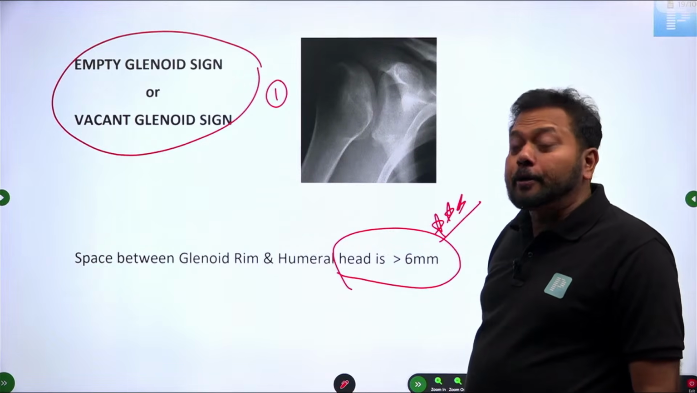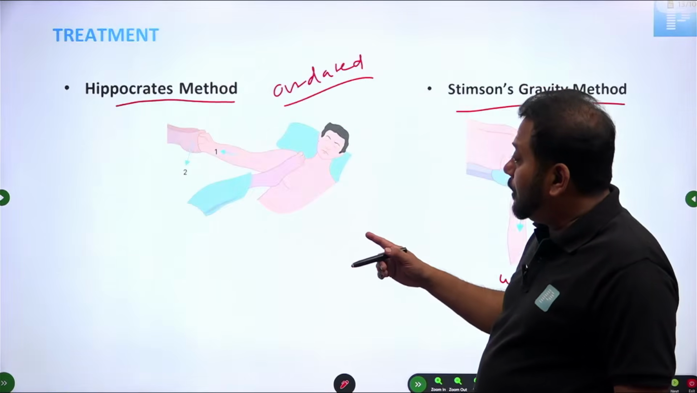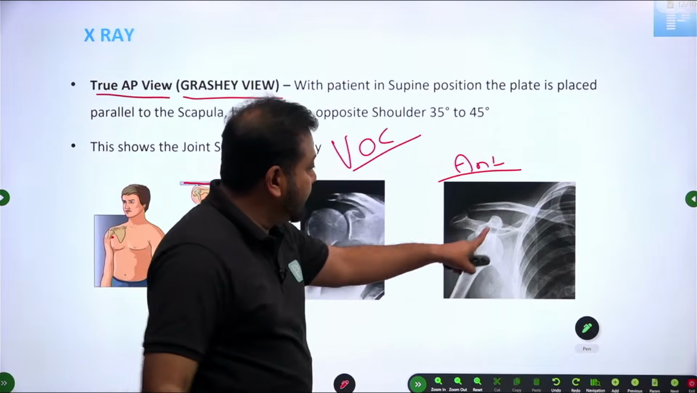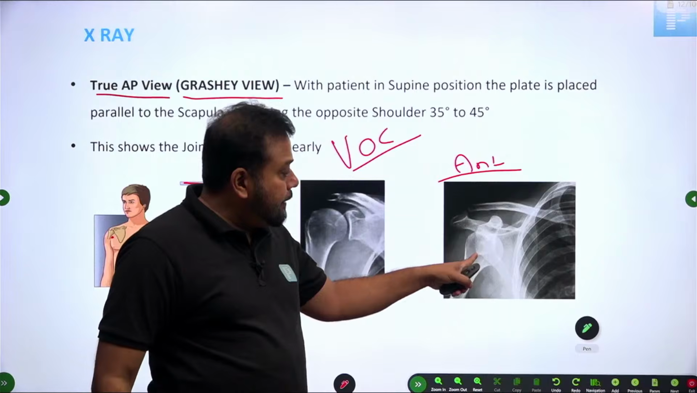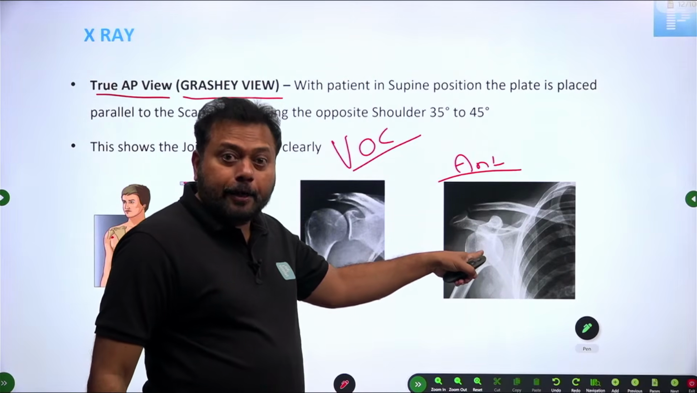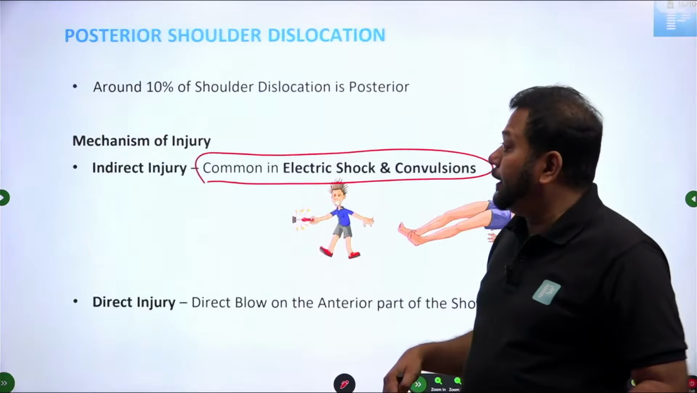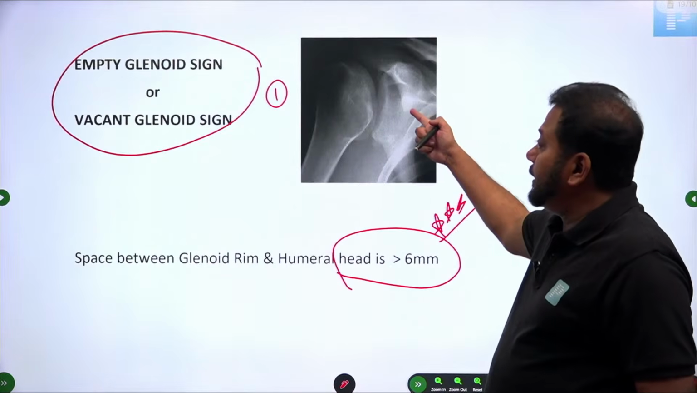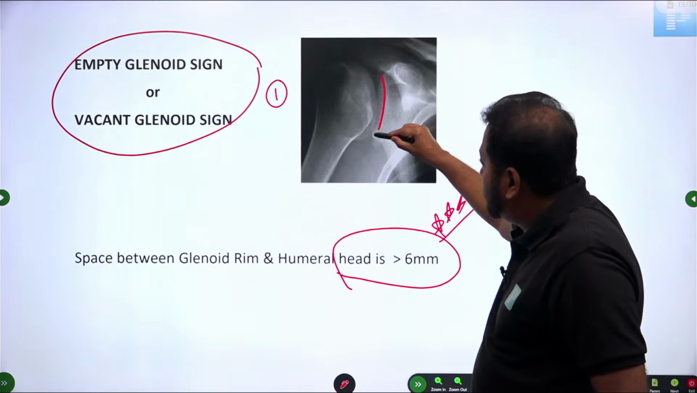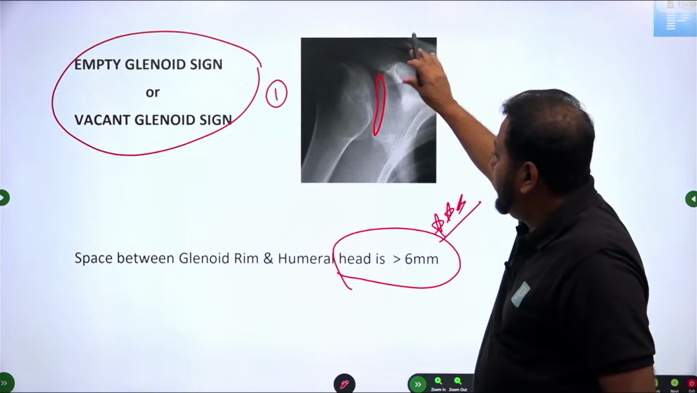In anterior shoulder dislocation, you are not able to see the glenoid cavity because the head is in front of the glenoid. Here, the head is behind the glenoid, so easily you can see the glenoid cavity, which is empty.